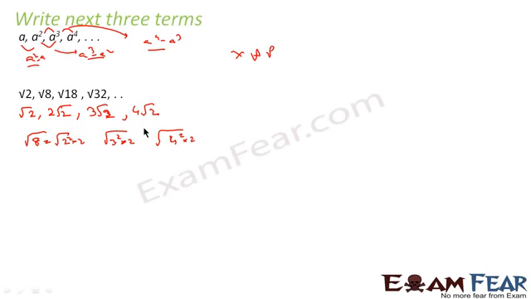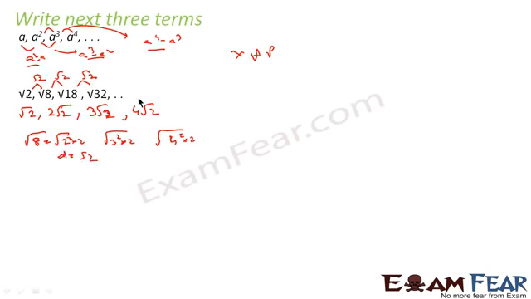Now I'll find the difference between these terms. 2 root 2 minus root 2, the difference is root 2. 3 root 2 minus 2 root 2, the difference is root 2. 4 root 2 minus 3 root 2, the difference is root 2. So here I see the difference is constant, right? So D is nothing but root 2. That is sure. Since D is root 2, I can find the next term.